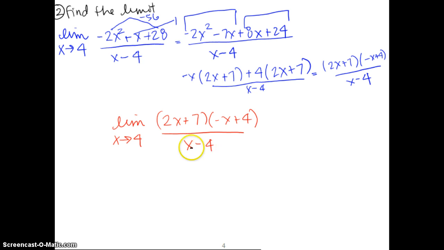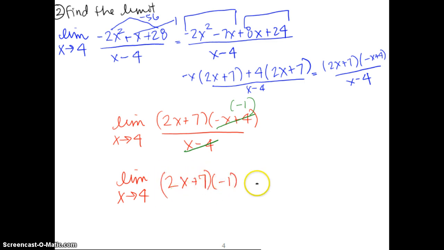And do you see that we've got x minus 4 and 4 minus x? So since these two terms are opposites, x minus 4 and negative x plus 4, we can replace those with a negative 1. So in doing that, we can rewrite this as the limit as x approaches 4 of 2x plus 7 times negative 1, which simplifies to be the limit as x approaches 4 of negative 2x minus 7.